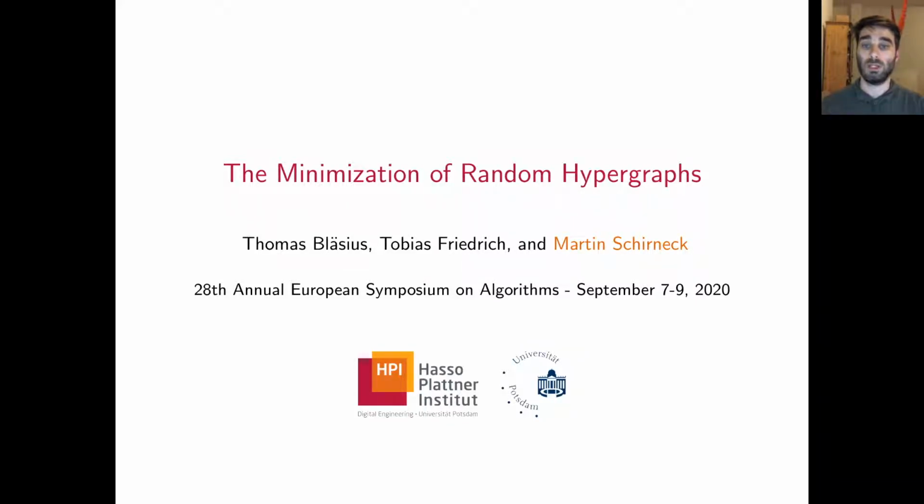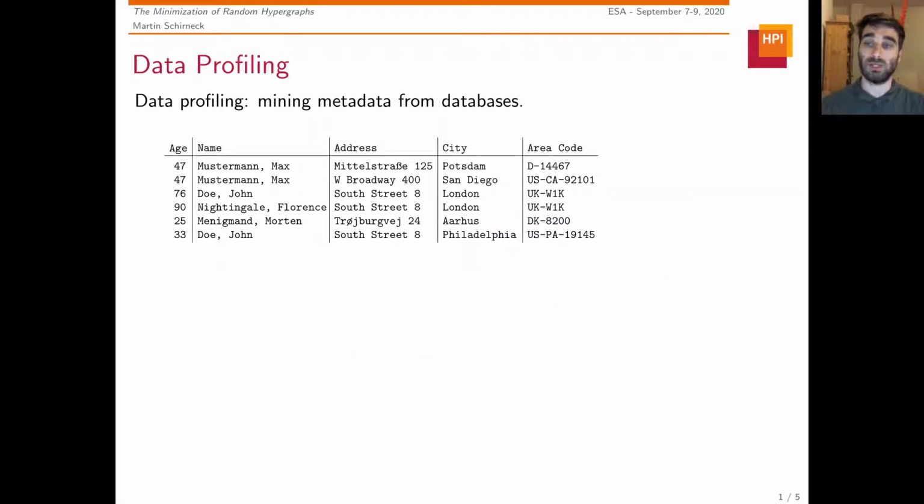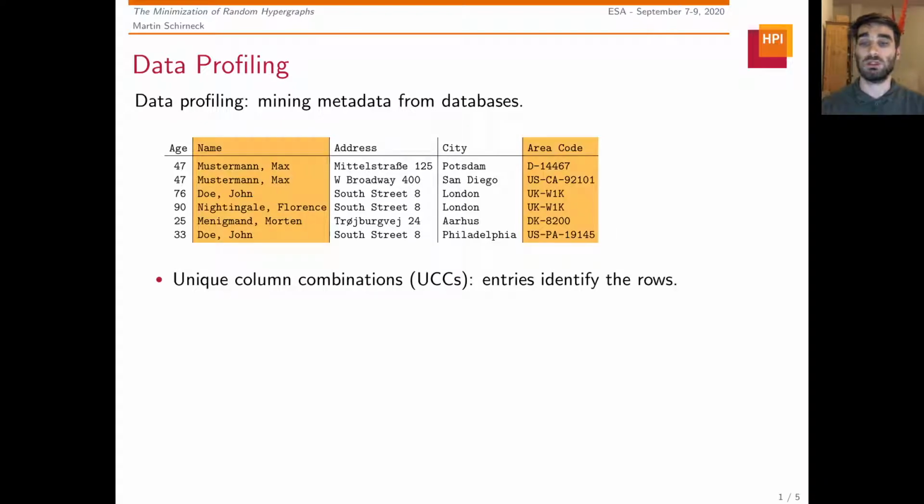Hi, my name is Martin and I'm talking about the minimization of random hypergraphs. Our original motivation came from the following observation in data profiling, which is the mining of metadata from relational databases. One type of such metadata are so-called unique column combinations.